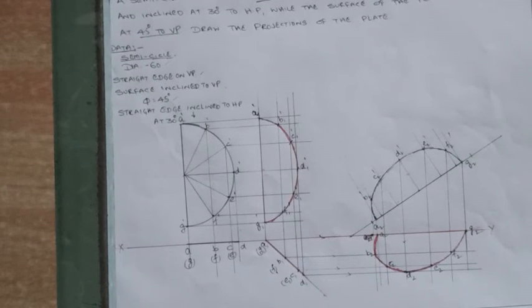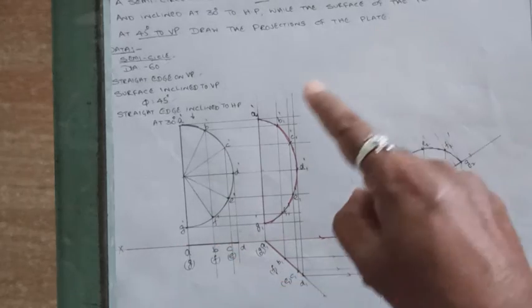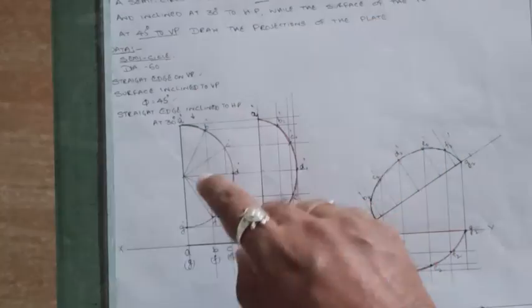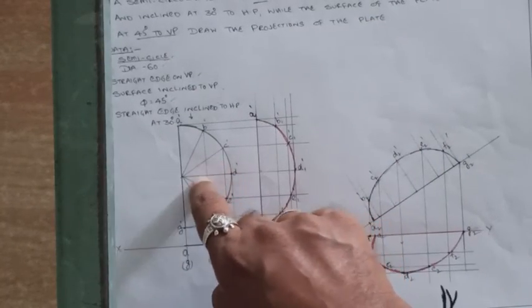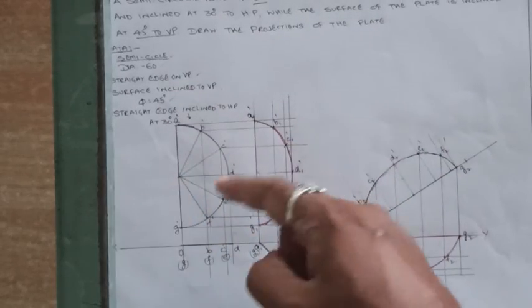So once again let us see whether all the conditions are satisfied or not. The first condition is straight edge on VP. So the top view is touching. Okay. Surface is inclined with VP. True shape is in front view. Correct. And resting on the straight edge, so vertical edge on the left hand side.